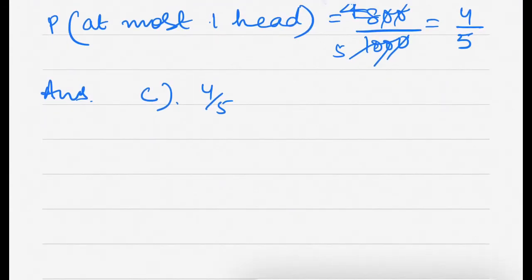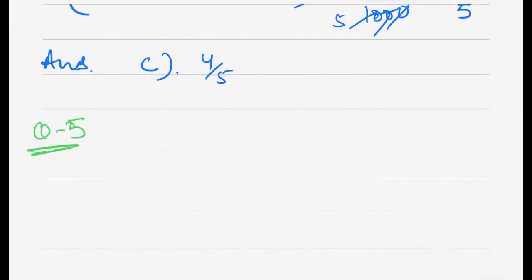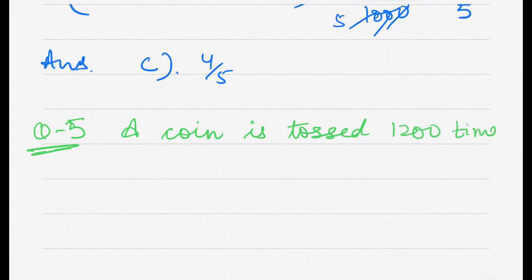Okay, so this is done. So I think now all 1 mark questions are done for us. Now we'll come to 2 mark questions. So the fifth question is a 2 mark question. We start with that. In this it says a coin is tossed 1200 times.